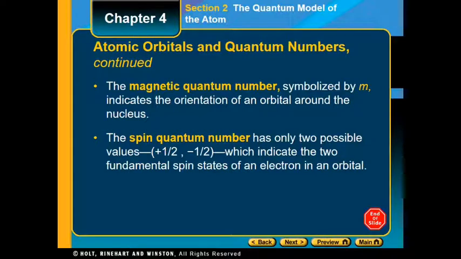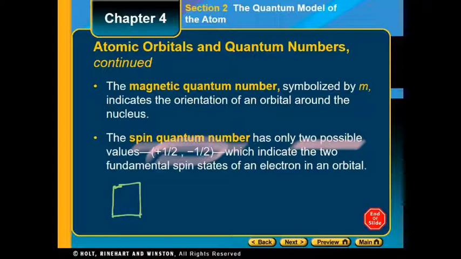And our last quantum number is the spin quantum number. The spin quantum number only has two possible values. It's either plus a half or minus a half, and that indicates the spin state of an electron. So when we start talking about these orbitals, you'll see later on we'll just use orbital boxes to make it very simple.